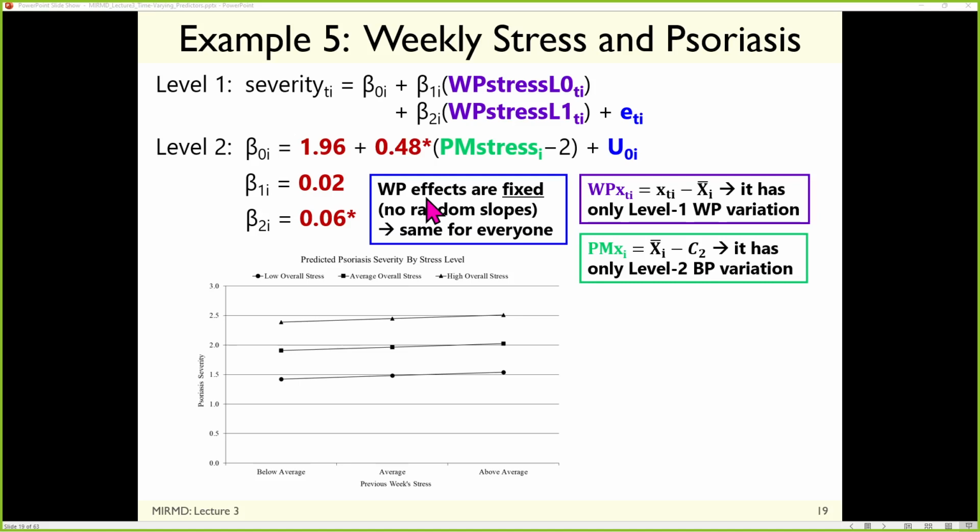All cameras off, all heads down. Okay, Ahmed, you're looking at me. I'm gonna cold call on you. So, on average, is the random? Yeah, what would a random slope for within-person lagged one stress tell us?